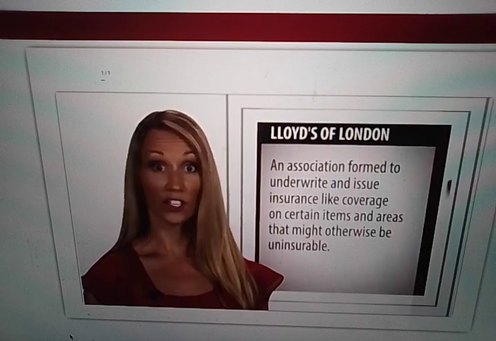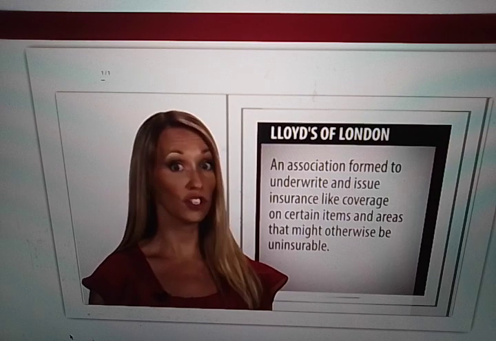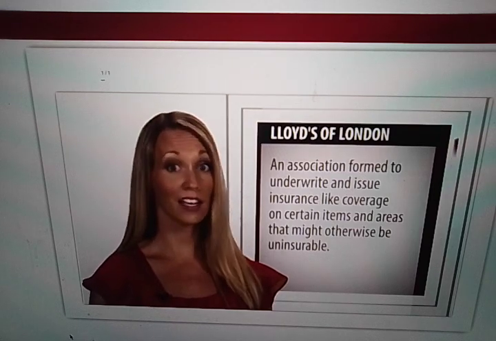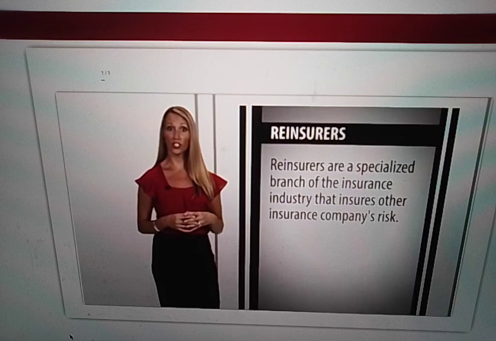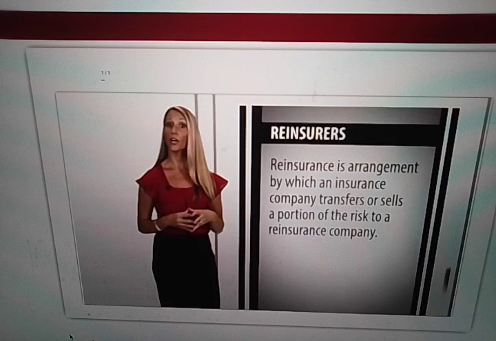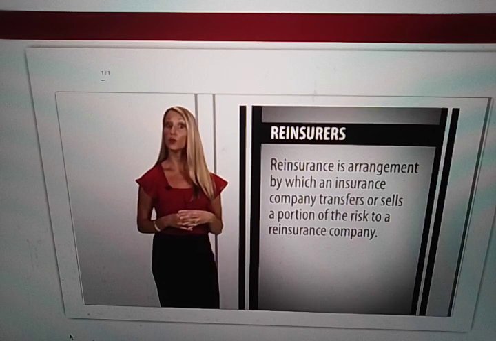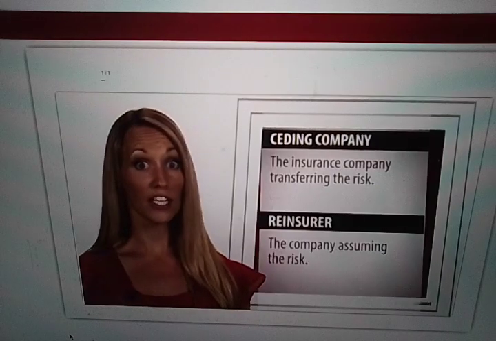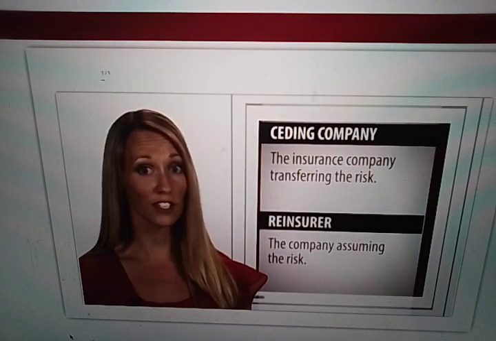Lloyd's of London. Lloyd's of London is not actually an insurance company, but rather an association formed to underwrite and issue insurance-like coverage on certain items and areas that might otherwise be uninsurable. Reinsurers. Reinsurers are a specialized branch of the insurance industry. They insure other insurance companies' risk. Reinsurance is an arrangement by which an insurance company transfers or sells a portion of the risk to a reinsurance company. The insurance company transferring the risk is called the ceding company, and the company assuming the risk is the reinsurer.